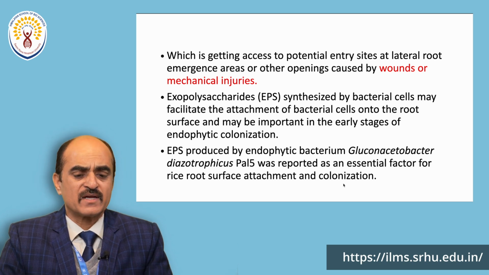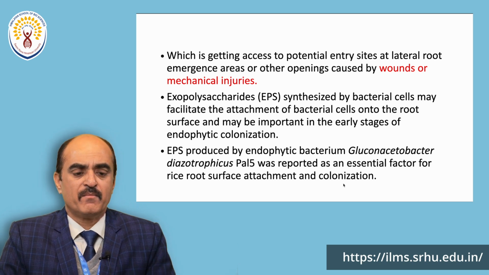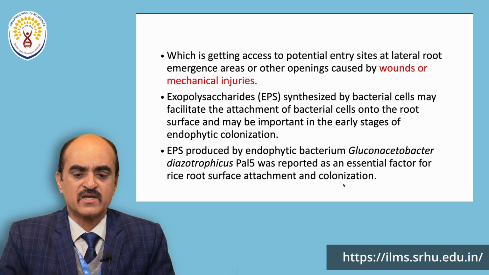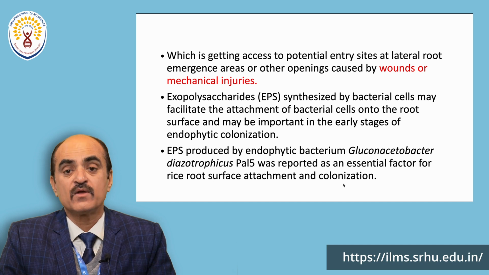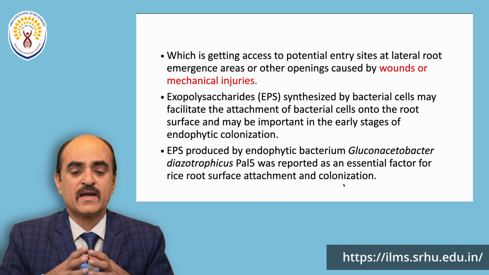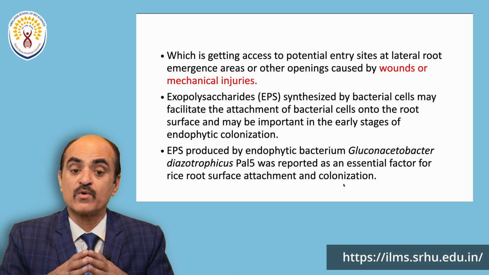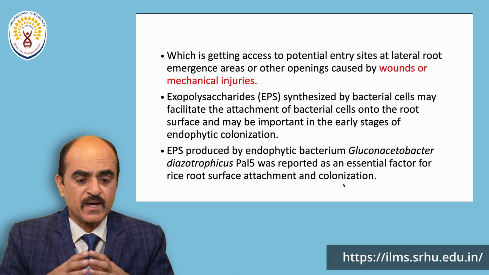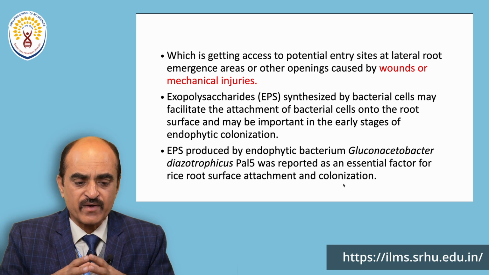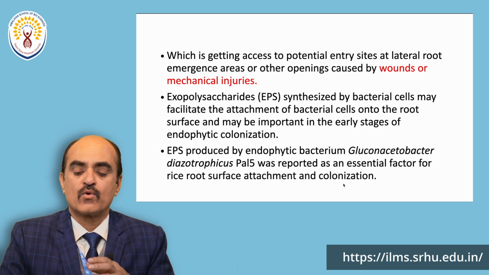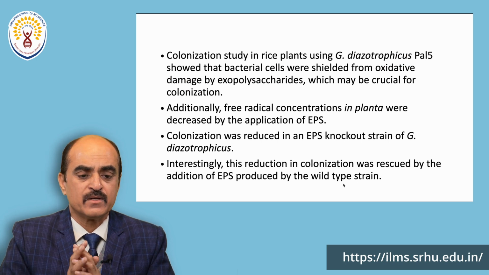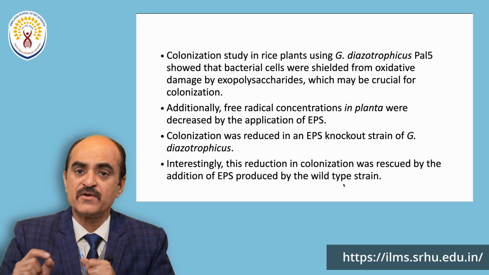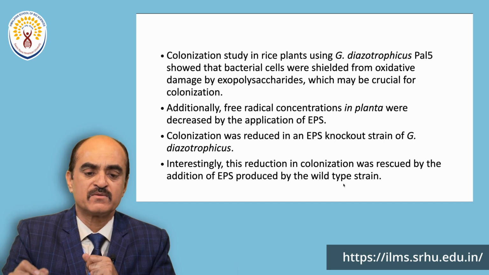Exopolysaccharides synthesized by bacterial cells may facilitate the attachment of bacterial cells onto the root surface and may be important in the early stages of endophytic colonization. It means the exopolysaccharides of microbes play a role in colonization. EPS produced by the endophytic bacterium Gluconacetobacter was reported as an essential factor for rice root surface attachment and colonization.